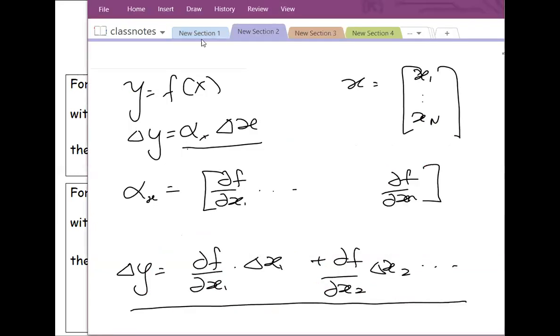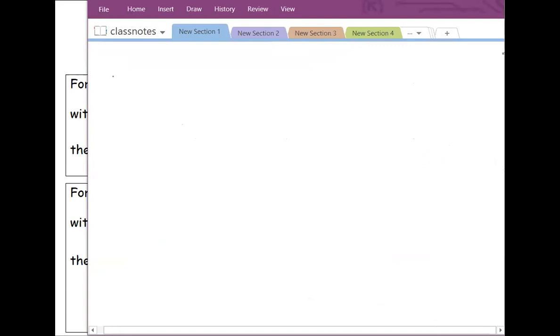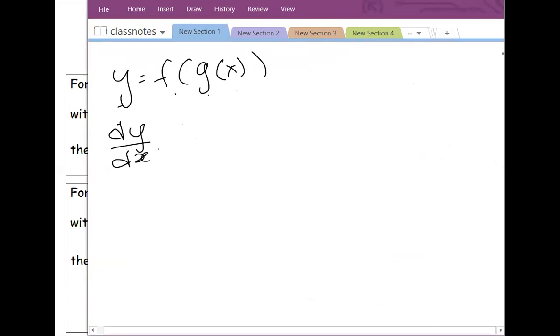So now here is my claim. I'm going to say that if I have a function y that operates on another function g, so y equals f of g of x, does anybody remember the chain rule for computing the derivative of y with respect to x? What was it? dy over dg times, I'm assuming everything's a scalar here, dg over dx.